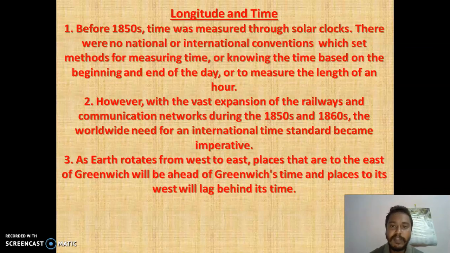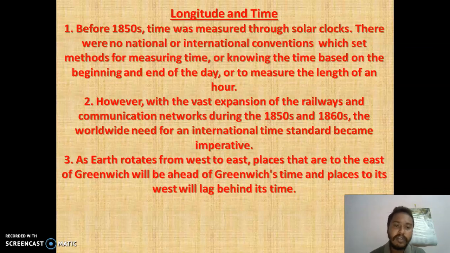However, with the vast expansion of the railways and communication networks during the 1850s and 1860s, the worldwide need for an international time standard became imperative. With the expansion and more inventions of railways and communication in the 1850s and 1860s, the world needed an international time so that people could communicate, and a standard time was needed. For that, they tried to find one.